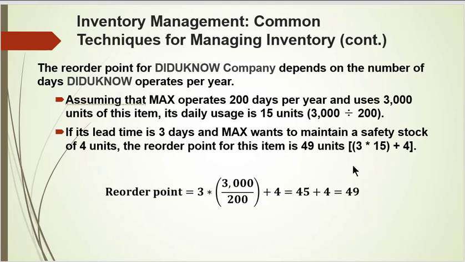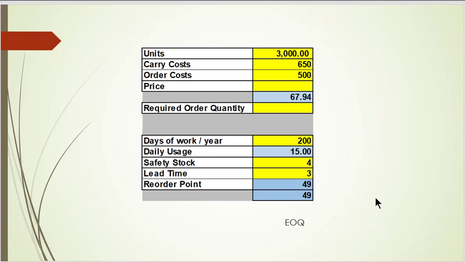It is 49 units. So it's 3 times, here's the 3,000 units per year divided by 200 days, that is our 15 units, plus 4. So 3 times 15 is 45, plus 4, is 49 units. So the reorder point for this item, when we get to 49 units, is when we place the order to get this particular asset.